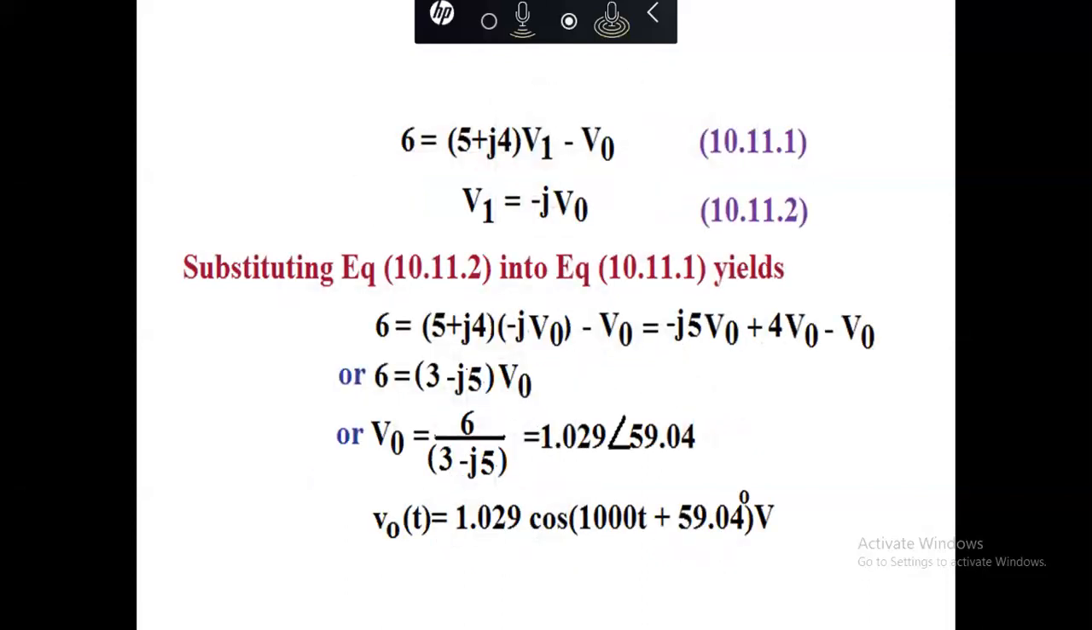From this, we have simplified the value of Vout here, and that value is given here, and we can express it in the form of time representation.